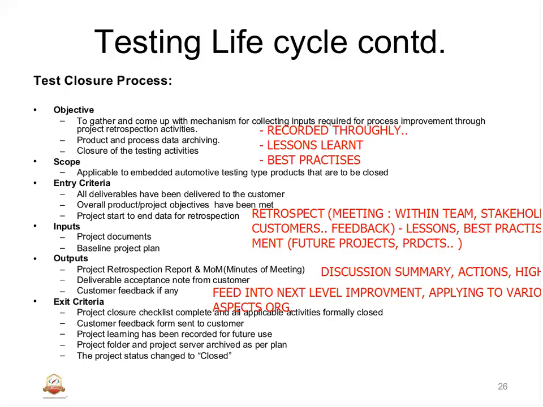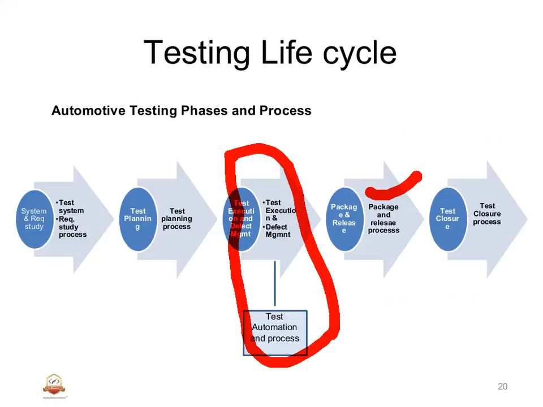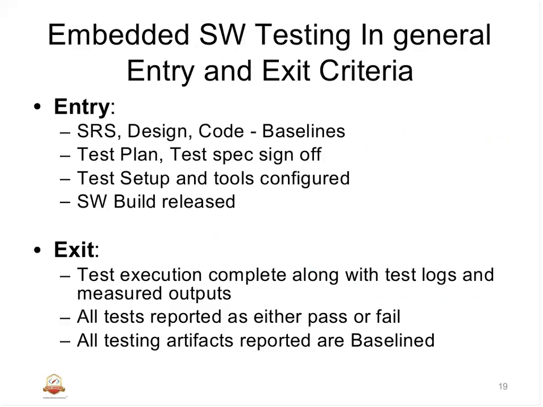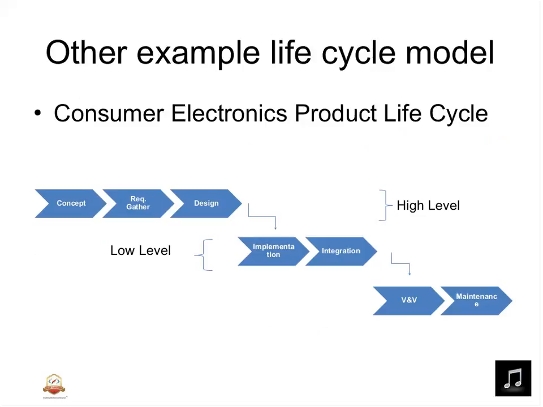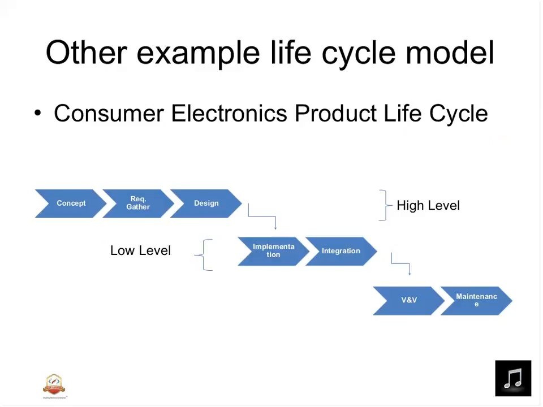So that is about the test closure process of embedded testing. This will complete the automotive testing phases and processes. As an example, there are 5 phases. Like this, there are different phases involved for different domains. Here I have told about automotive. There is a different process that is involved for consumer electronics, for example. This is an example of automotive testing phases and the process. Similarly, we can apply it based on the need for other domains like aerospace or telecom, etc. So one example we have gone through is the consumer electronics product life cycle.